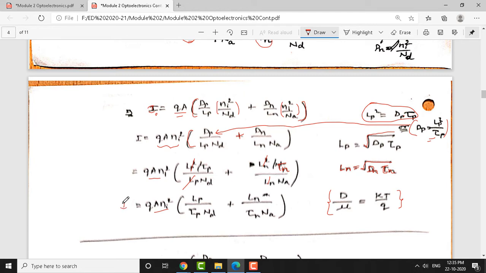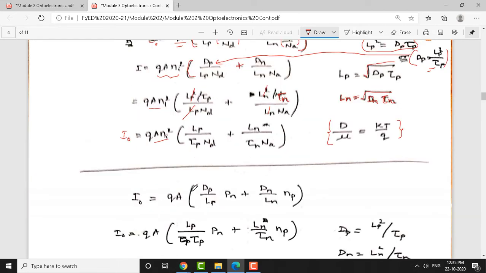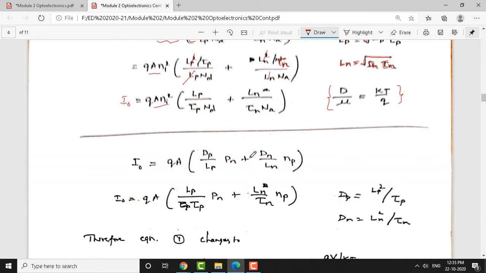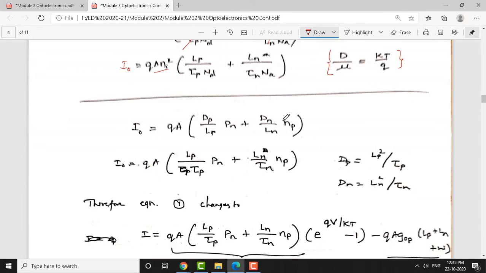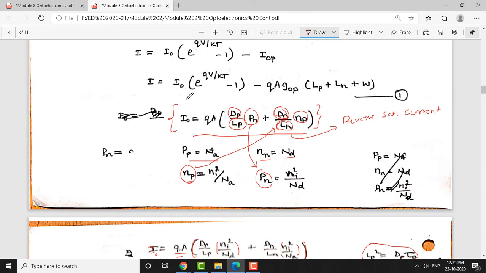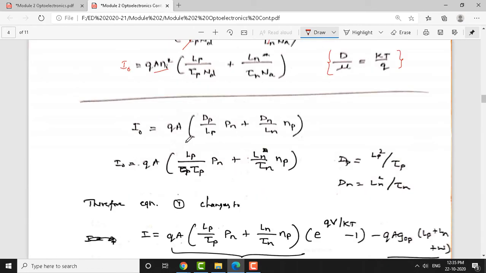This is nothing but the reverse saturation current, an alternative version of the reverse saturation current. Okay. Now, we can also do a little manipulation for this equation. If you reconsider the same equation you have seen here, you can write it in another way. So, Qa into dP by Lp into Pn plus dP by Ln into Np, and here you can substitute dP as Lp square by tau p. If you do that, Lp cancels, and you are left with Lp by tau p into Pn plus Ln by tau n into Np. So, this is the equation you have seen earlier.